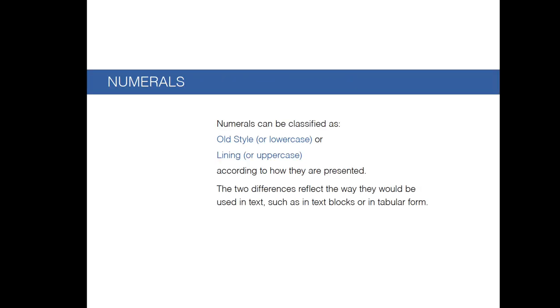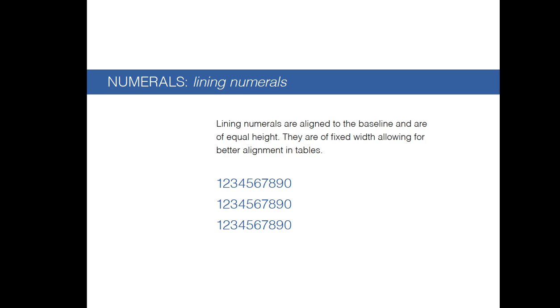What else should you look for? This is really important: old style numerals or lining numerals. Lining numerals, or lining numbers, look like they're all uppercase, and old style numerals look like they have ascenders and descenders, so they have a little bounce. So these are what lining numerals look like.